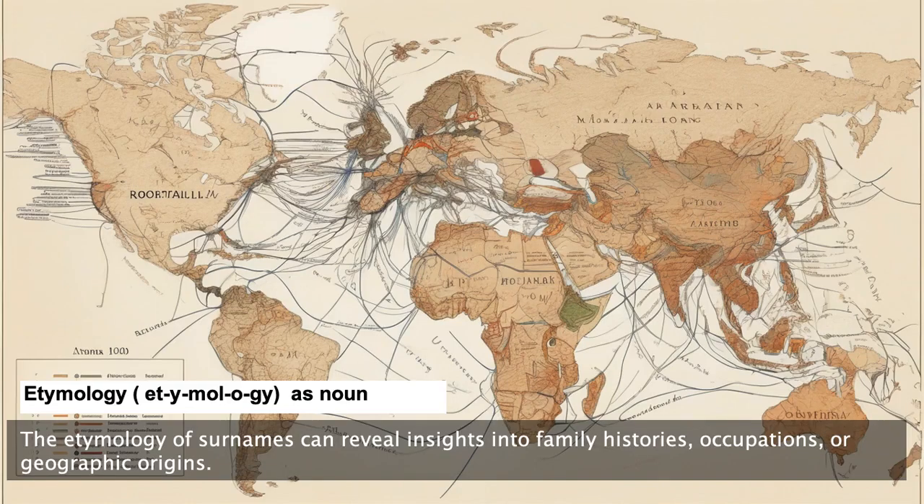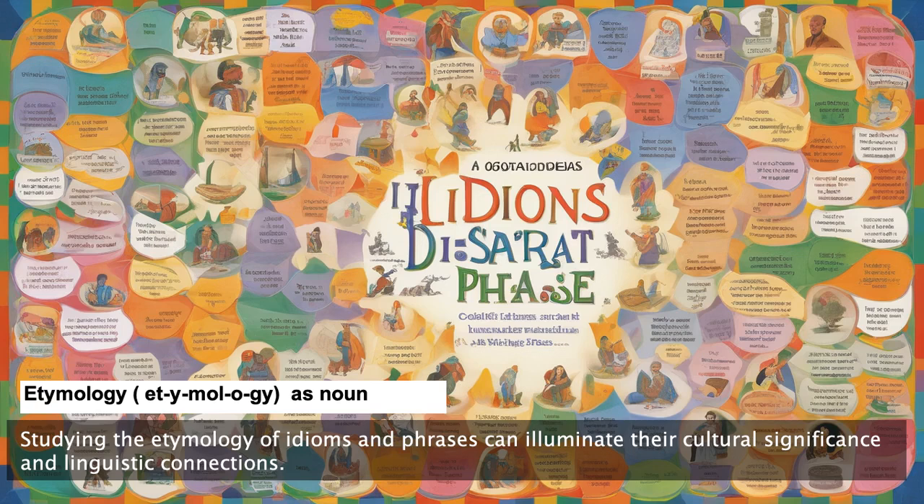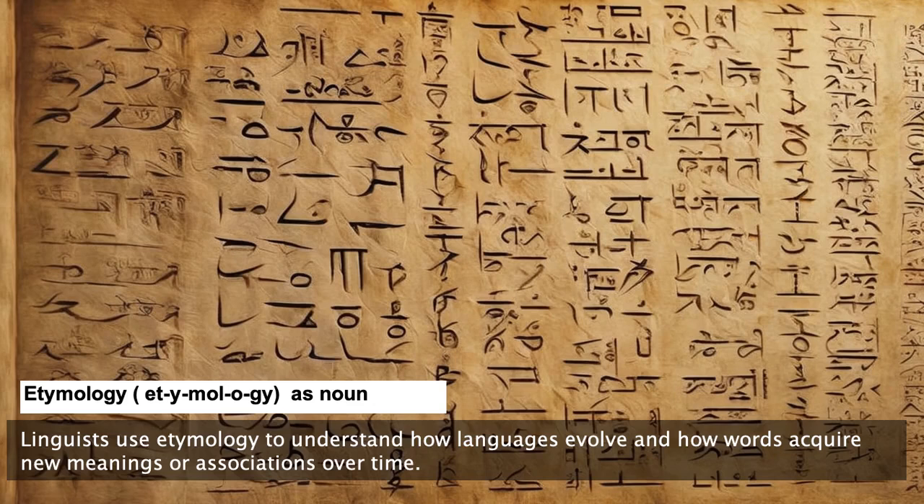The etymology of surnames can reveal insights into family histories, occupations, or geographic origins. Studying the etymology of idioms and phrases can illuminate their cultural significance and linguistic connections. Linguists use etymology to understand how languages evolve and how words acquire new meanings or associations over time.